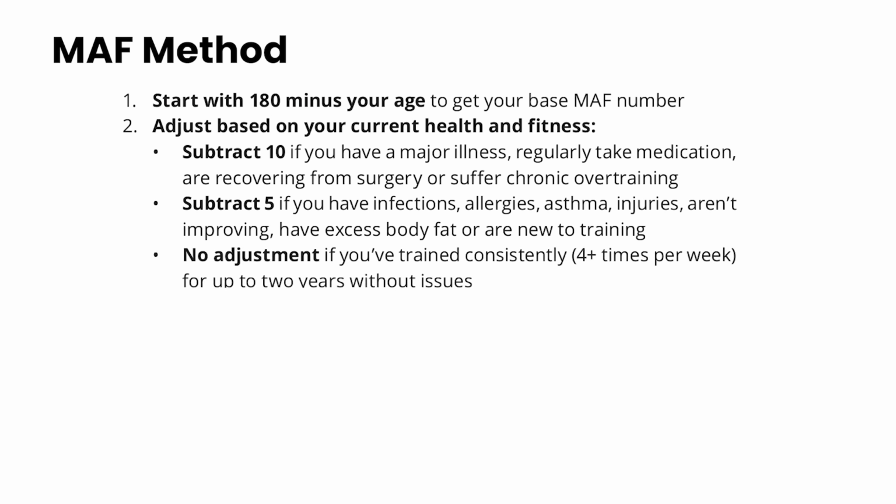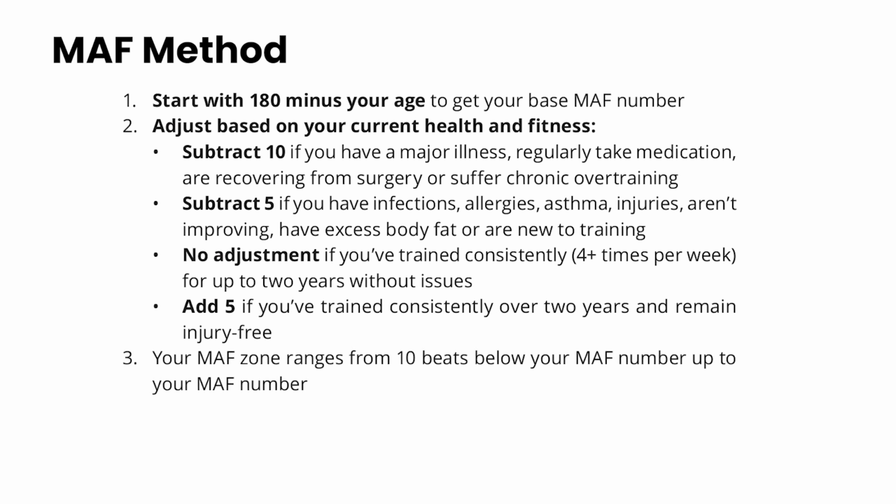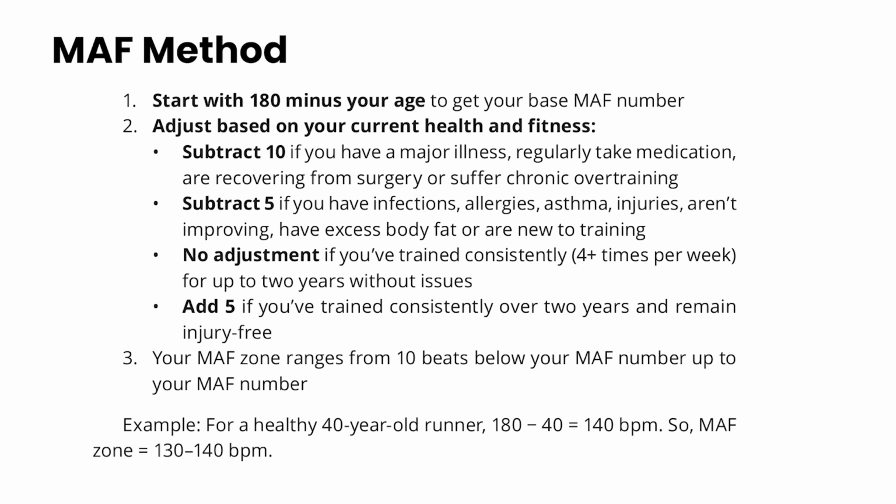No adjustment if you've trained consistently 4+ times per week for up to 2 years without issues. Add 5 if you've trained consistently over 2 years and remain injury-free. Your MAF zones range from 10 beats below your MAF number up to your MAF number. For example, if you're a healthy 40-year-old runner, 180 minus 40 is 140. So your MAF zone is 130 to 140.